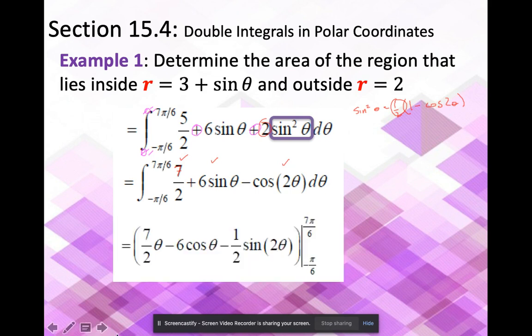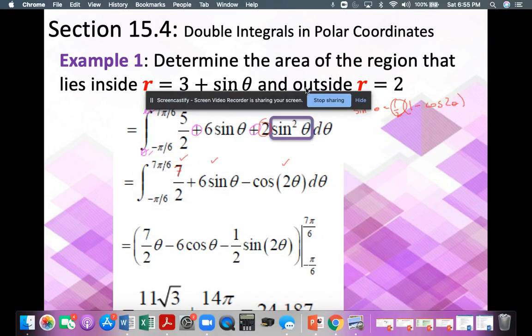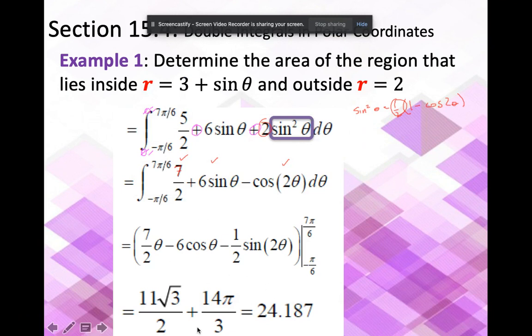And now I'm just going to integrate 1, 2, 3. 7/2 theta minus 6 cosine theta. Don't forget the chain rule here. The antiderivative of negative cosine is negative sine. Right, the anti-chain rule. So you have to divide by 2. And I'm going to plug in theta equals negative pi over 6 and 7 pi over 6. And I hope you can just trust me that those are the values that I got. And yes, I used a calculator certainly at the end.